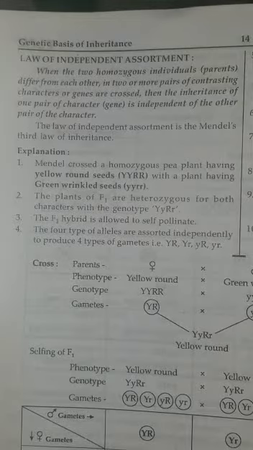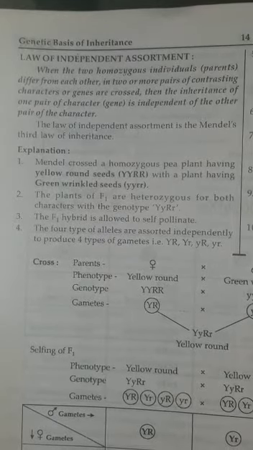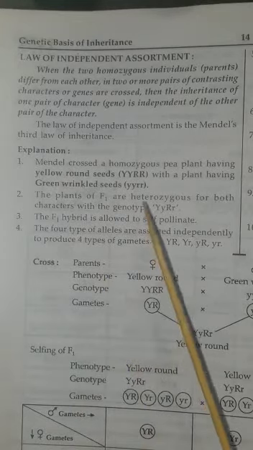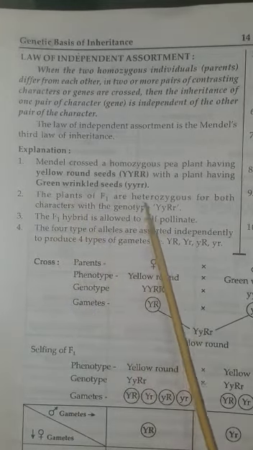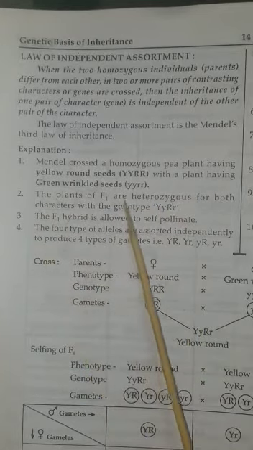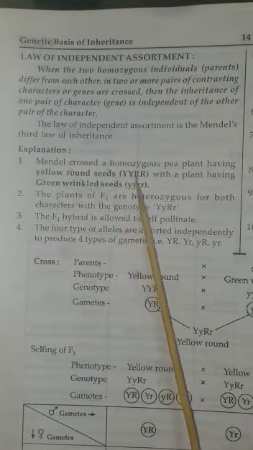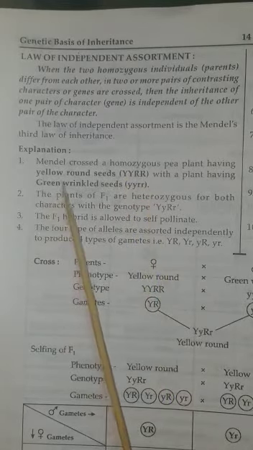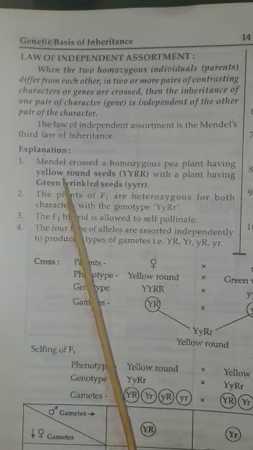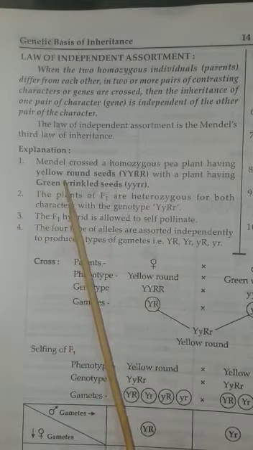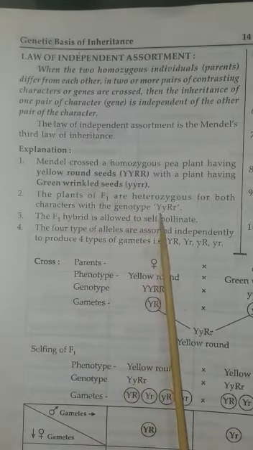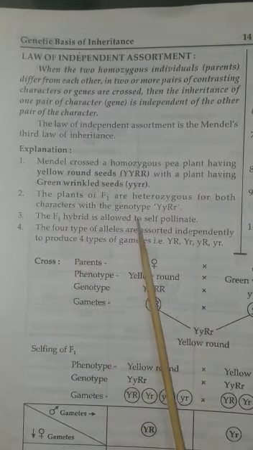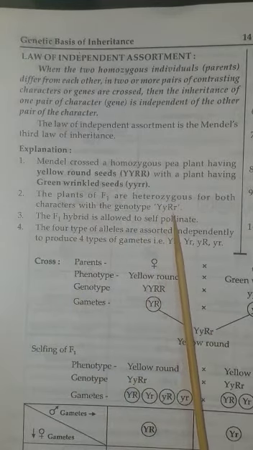Assortment means mixing. When characters in the F2 generation are combined or mixed with each other, each and every character is independent. For example, Mendel crossed a homozygous pea plant having yellow round seeds with a plant having green wrinkled seeds. The genotype of green wrinkled is small y, small y, small r, small r, and the genotype of the yellow round seeded plant is capital Y, capital Y, capital R, capital R. The plants of the F1 generation are heterozygous for both characters, with genotype capital Y, small y, capital R, small r.